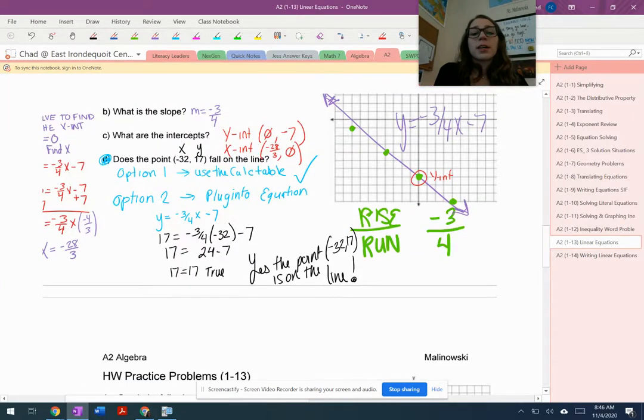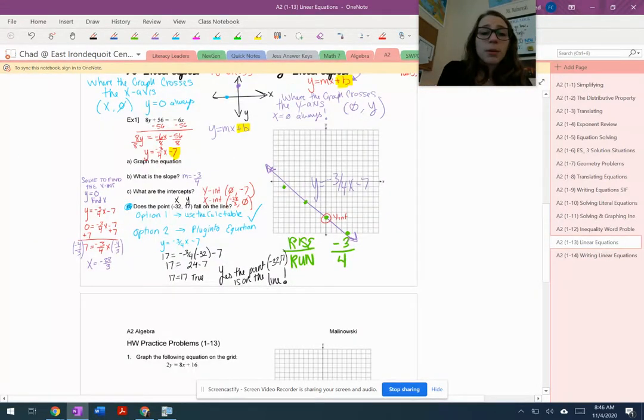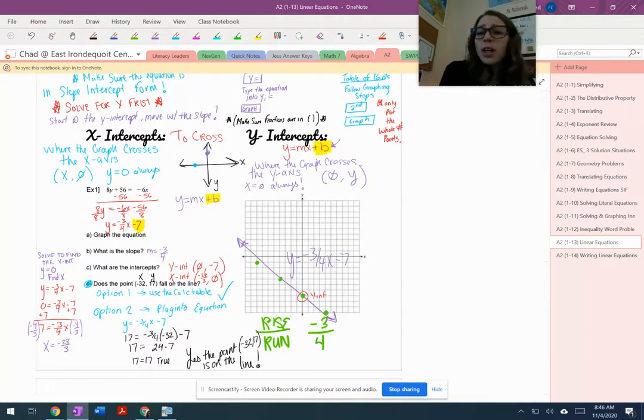All right, so use your calculator to help you out. You've got that app on your Chromebooks that you could use if you don't have an actual real life calculator.